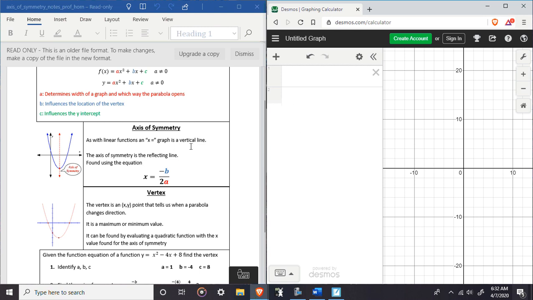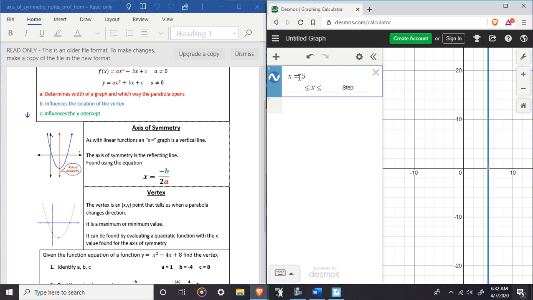So what we're going to do is we're going to use this equation right here. We'll get to that in a moment. But notice it says x equals here. So x equals is a line. So if I said x equals 5, x equals 5 is a vertical line that goes through 5.